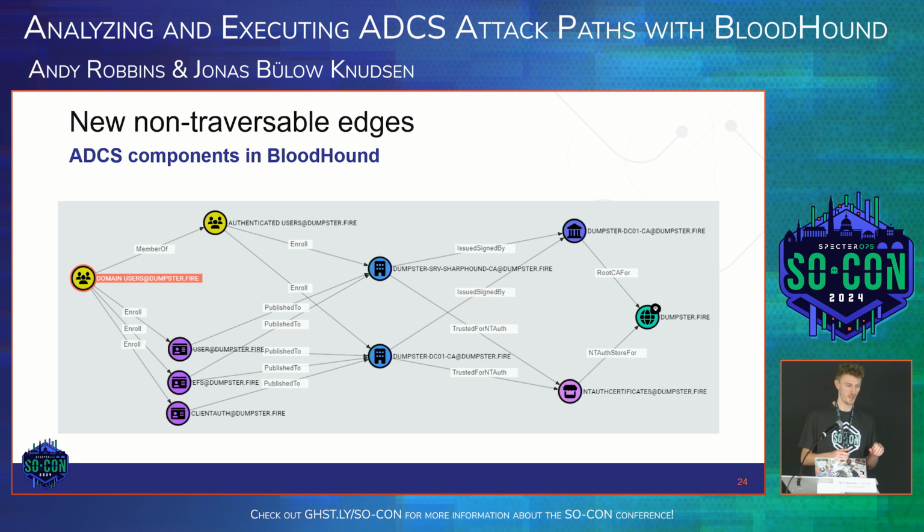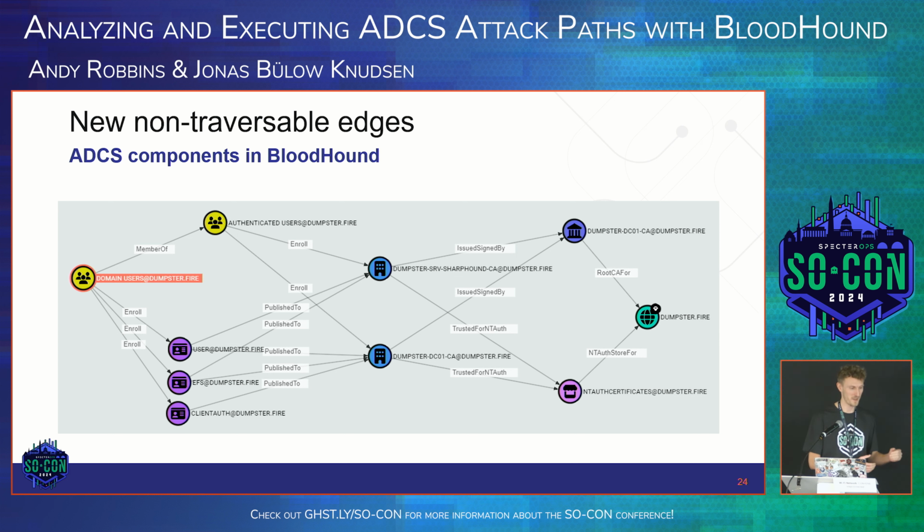On the enterprise CA there's a property containing the certificate chain, so we can create that link to the root CA from the enterprise CAs. There's also a reference attribute on the NT auth store that makes it possible to create the trusted for NT auth edge. And when we have everything in place that you can see on this screen, then for every domain node, we find the enterprise CAs that are trusted for NT authentication and chain up to a root CA. And then for each of them, we look through all the certificate templates that have a publish to edge to that node.